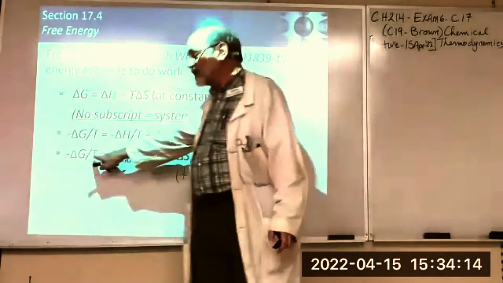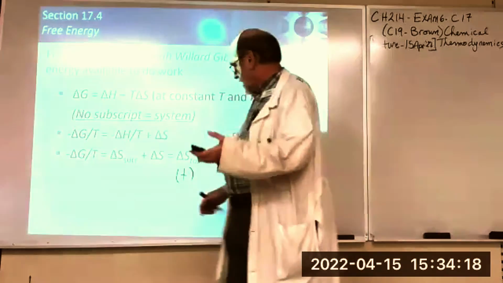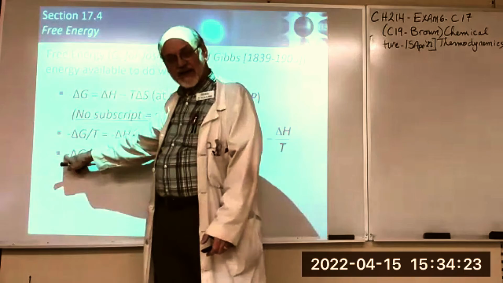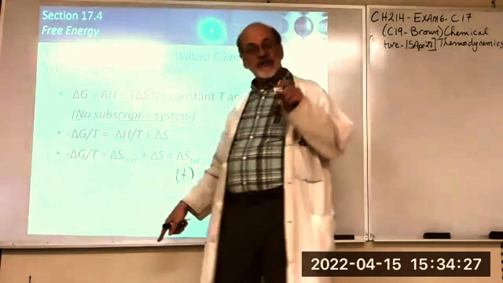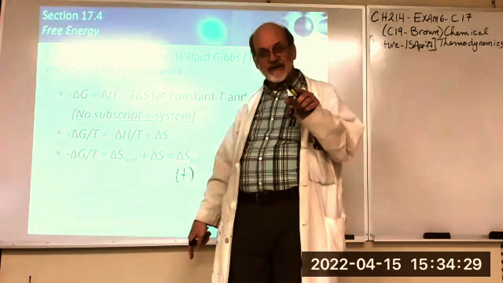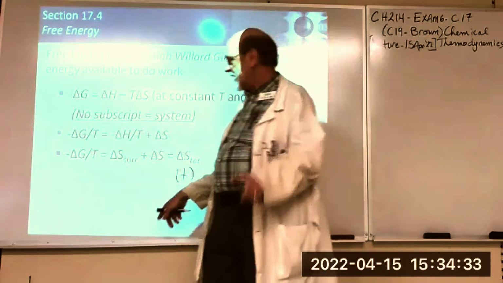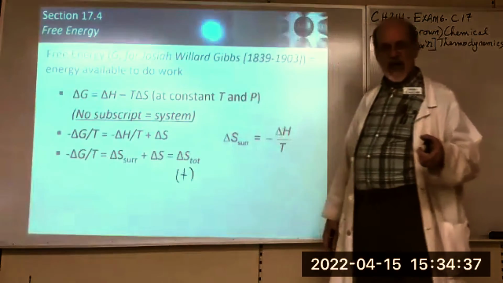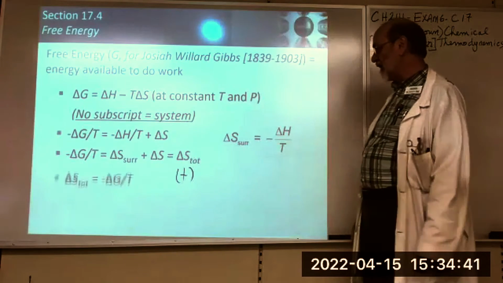And T is always positive because it's Kelvin. So what does that mean? That means if this is positive and that negative sign is out here, then when delta G is negative, delta S total is positive. And if delta G is negative, we have a spontaneous reaction. That's the whole point of this manipulation.